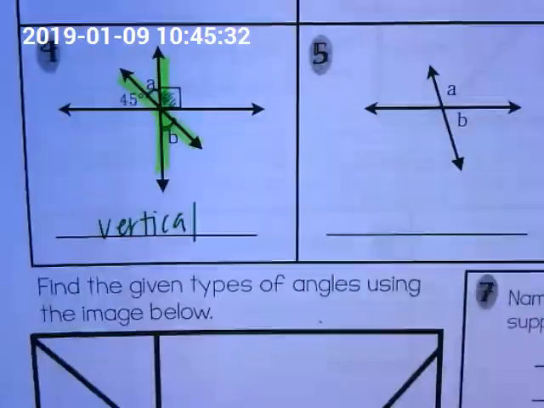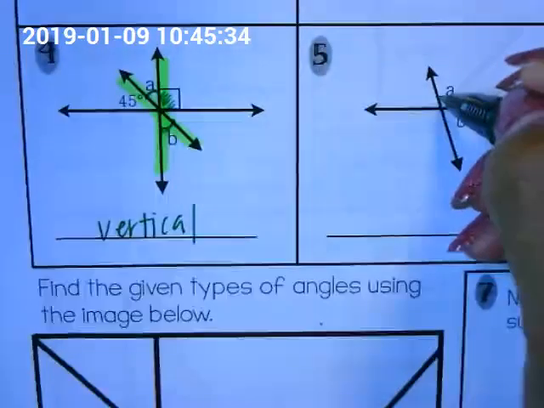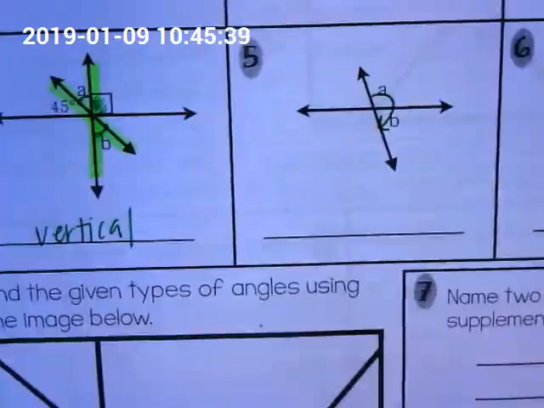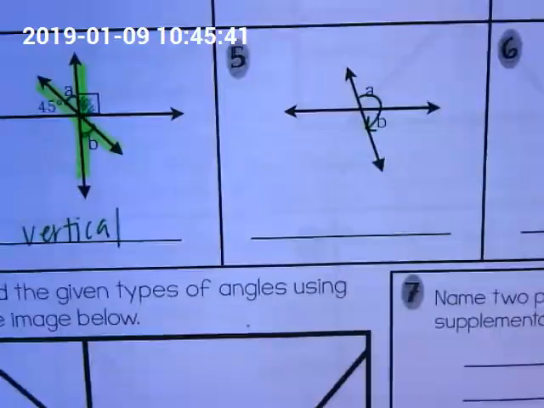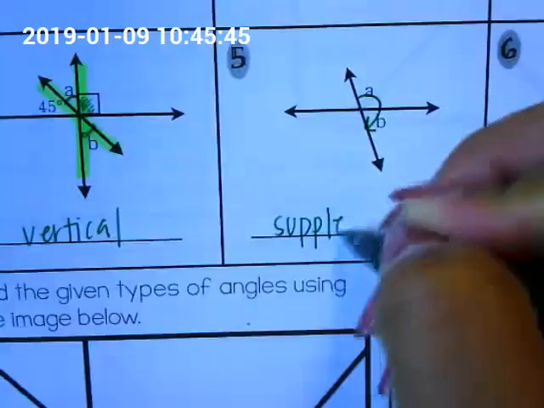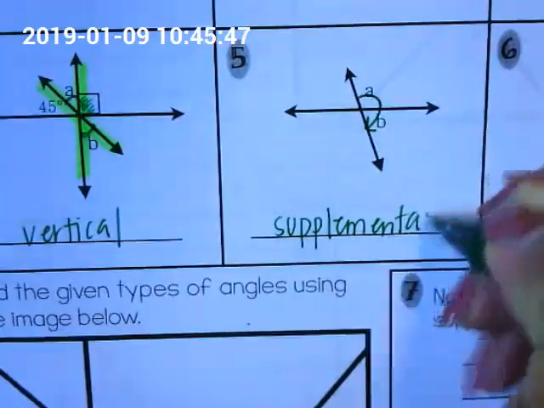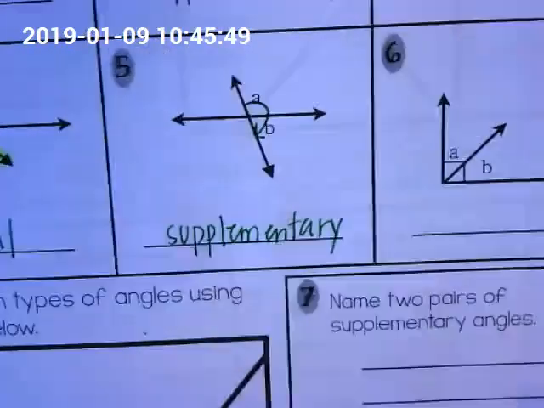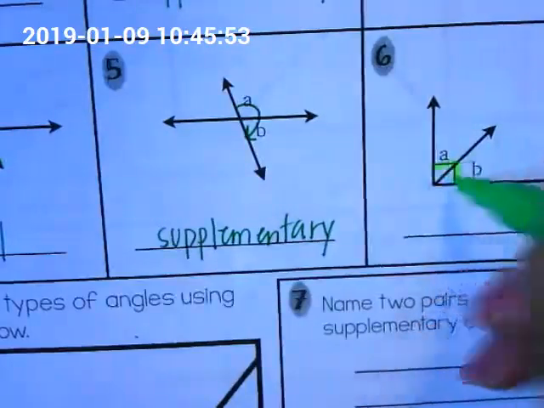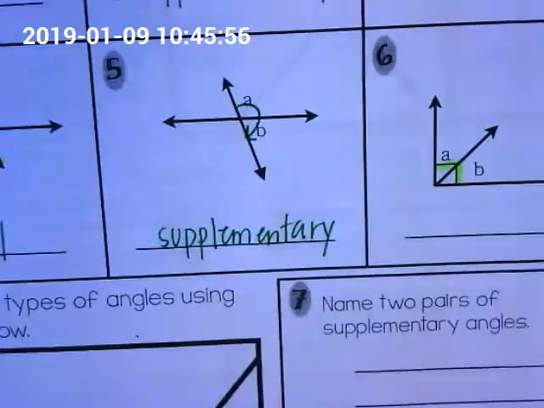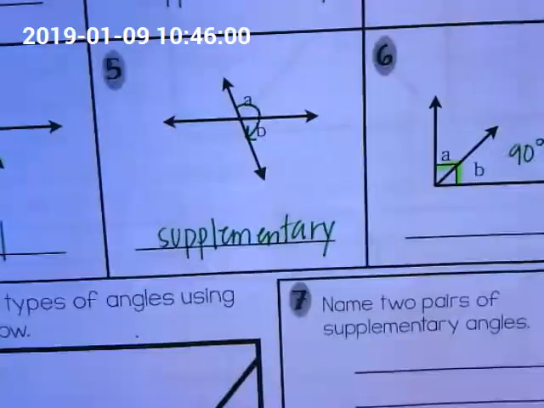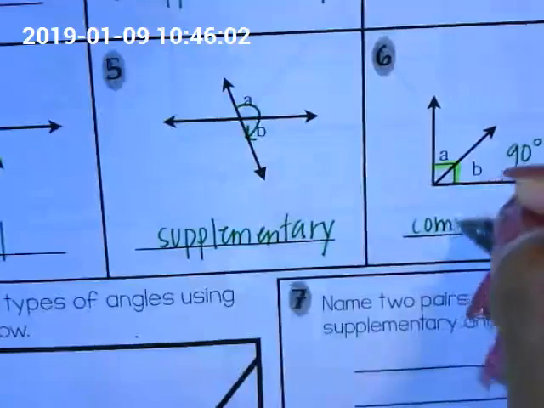And then number 5, the 2 angles here in number 5, these are adjacent, they're next to each other, but they are also making a straight line. Therefore, they're supplementary. Number 6, this is where our complementary angle comes into place. I see my box here in my angle saying that they are 90 degrees together. So together they are complementary.